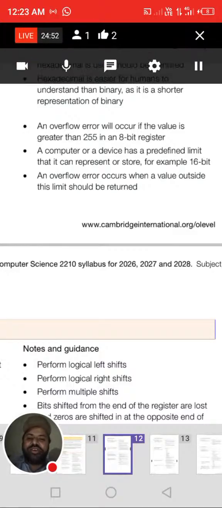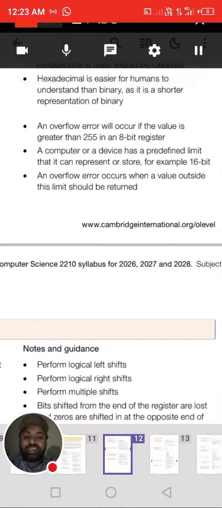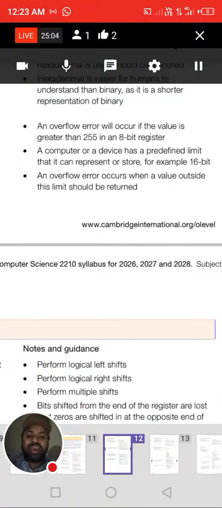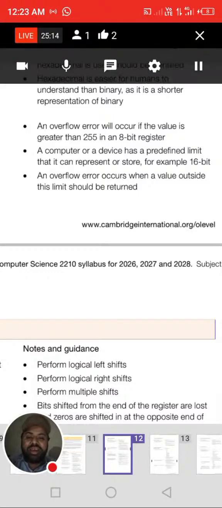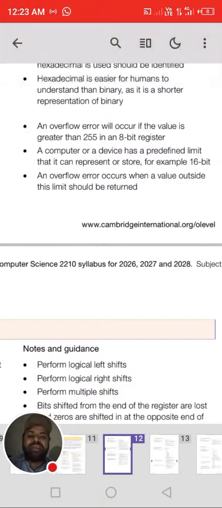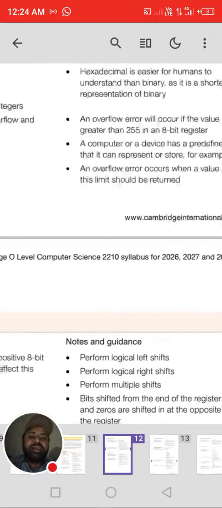An overflow error will occur if the value is too large for an 8-bit register, which can contain 8 bits only. 2 to the power 8 is 256, so the numbers considered are 0 to 255. If there is another bit and the value comes to 256 or 257, there will be an error. An overflow error will be represented. Similarly, a computer or device has a predefined limit on what it can represent and store, for example 16 bits. An overflow error occurs when a value outside this limit should be returned.